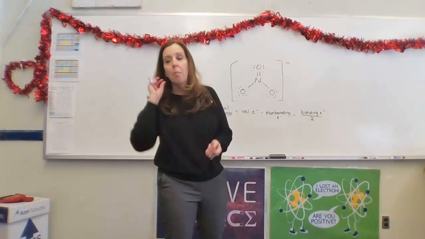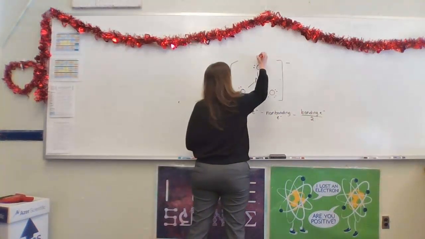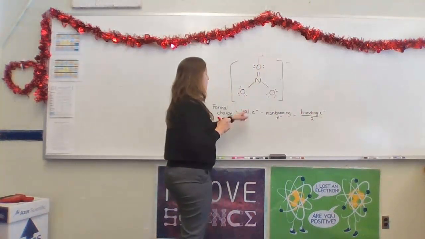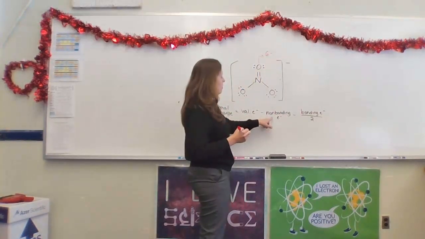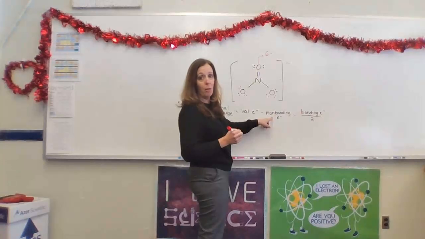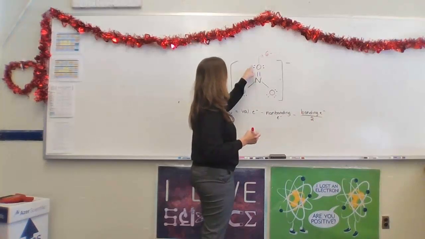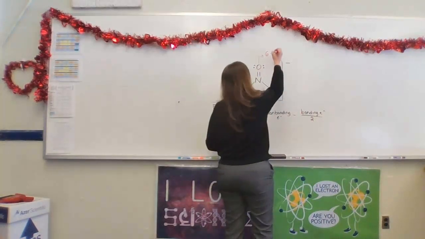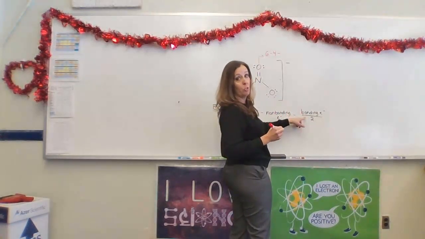So I'm going to do a couple of examples with you. I'm going to start with this oxygen right up here. Oxygen has 6 valence electrons, minus non-bonding electrons. Those are dots that aren't bonded to anything. So how many of those do I have? 1, 2, 3, 4. Okay. Minus bonding electrons divided by 2.